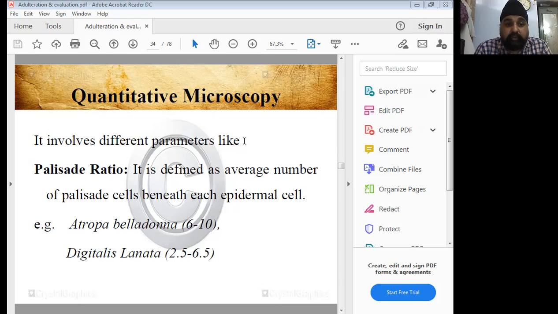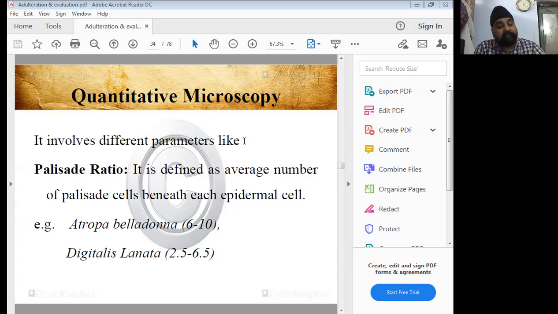Now, quantitative microscopy. There are different parameters which we consider in quantitative microscopy. These parameters are like length and width of the fiber, then diameter of the starch grains, then there are various leaf constants. Like in leaf constants, there are stomatal number, stomatal index, vein islet number, palisade ratio. Okay, they come under it.